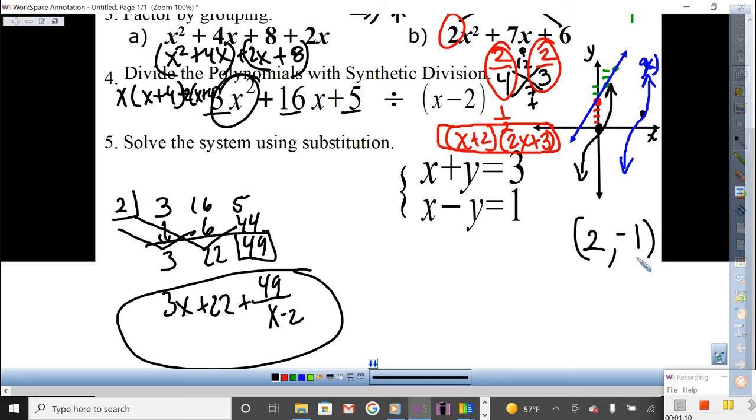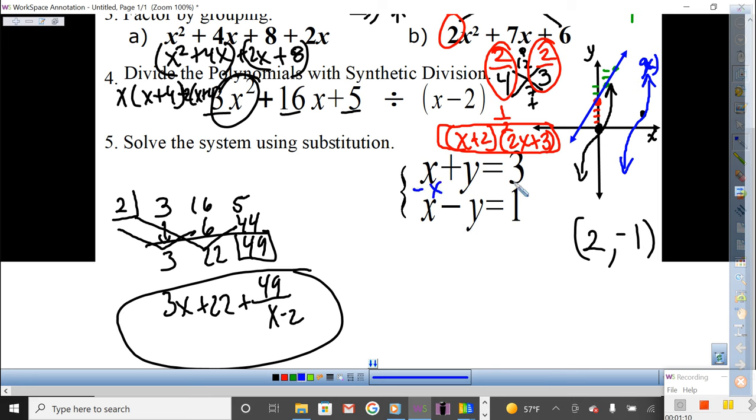Should have gotten 2, negative 1. Hands up if you got that. Okay, good. All right. If you did it, what is the first thing we need to do? We need to change one of the equations and solve it for one variable. Which one do you want to solve, the top one or the bottom one? The top one, so I'm going to go with the top one.